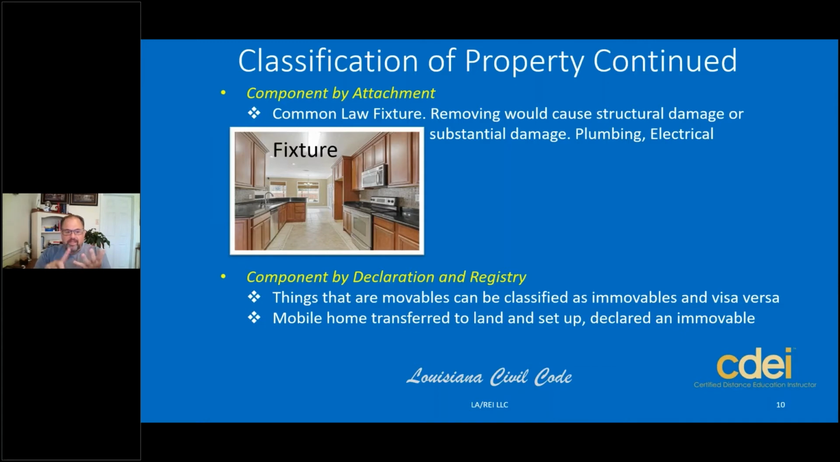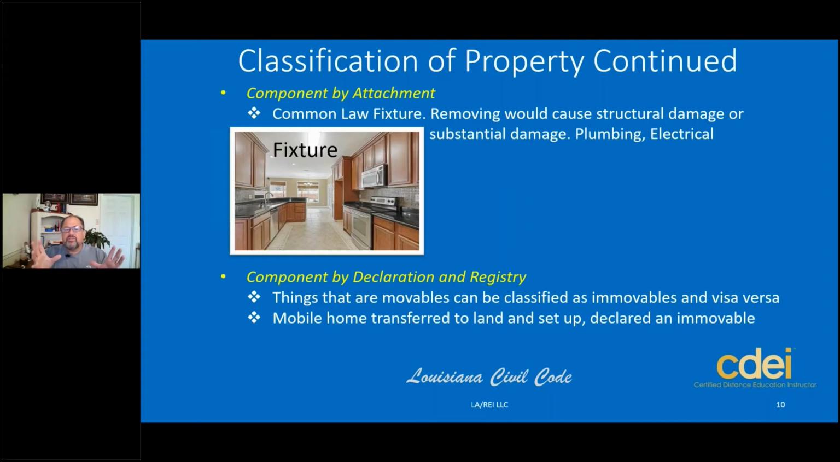Now, component by attachment is a similar term in the civil code, which really means fixtures in common law. So plumbing, electrical, and the HVAC, the heating and air conditioning system, are all considered component by attachments. With the plumbing, for example, not only do you have the pipes that bring in the water and the sewer lines that take the sewage out of the house, but you also have the component by attachment plumbing fixtures: the faucets, toilets, bathtubs, and sinks.